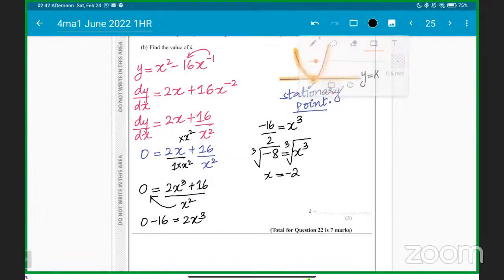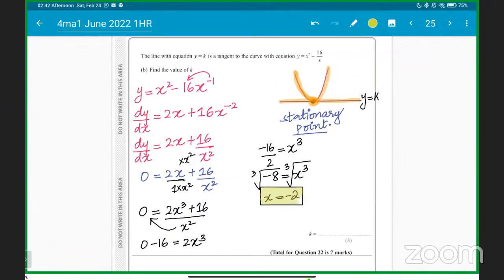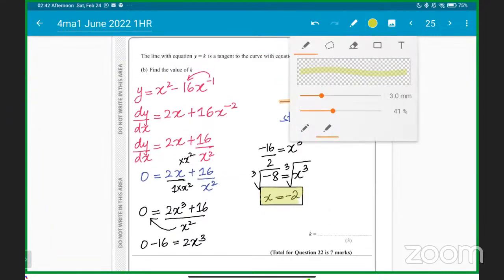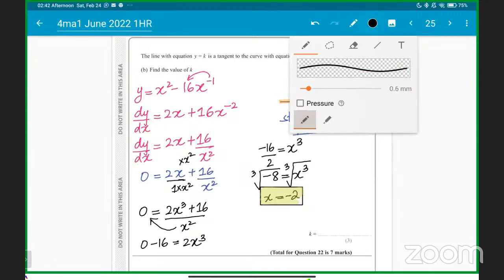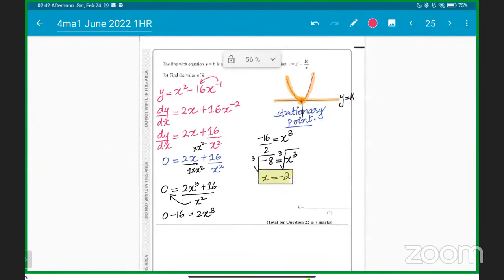Understood? Following? Okay, so we got the x value as minus 2. Everyone got this? At this stage, the x value is minus 2. So what will be the y value, which is the k value as well? If you do it till here, you will get 2 marks. In order to get the third mark, you just need to plug the value back in the equation to get the y value, which is also the k value.